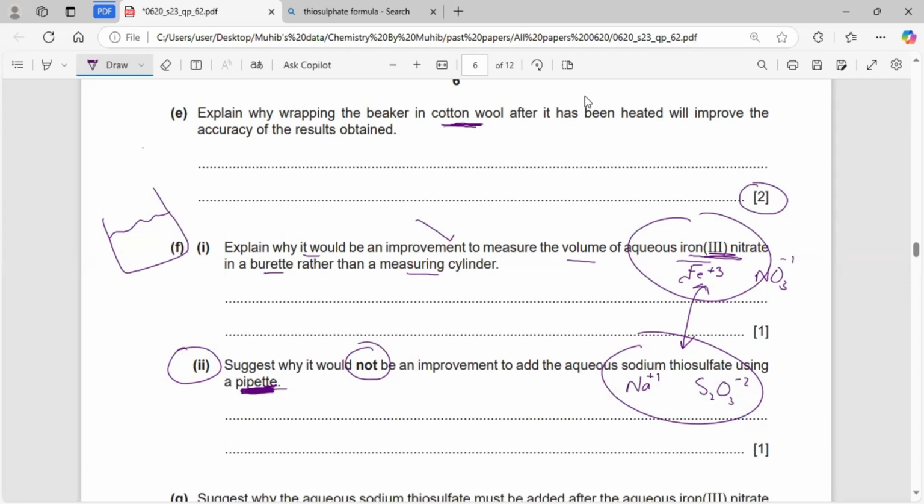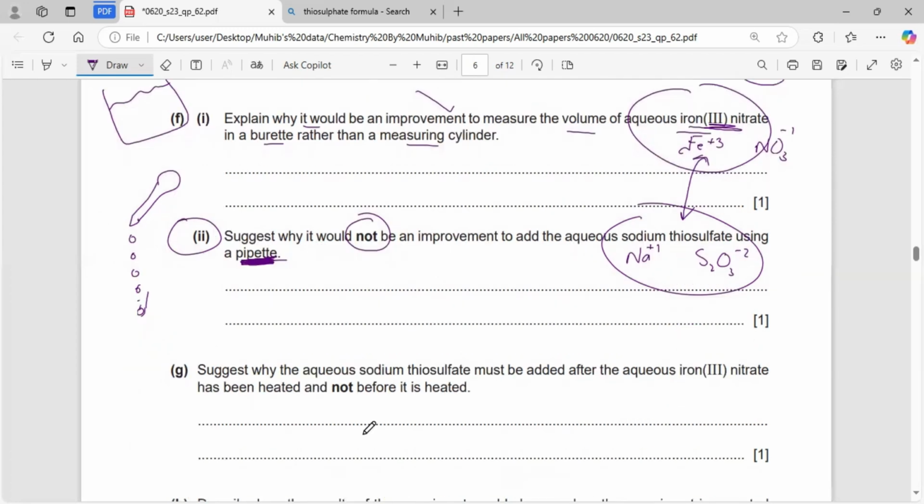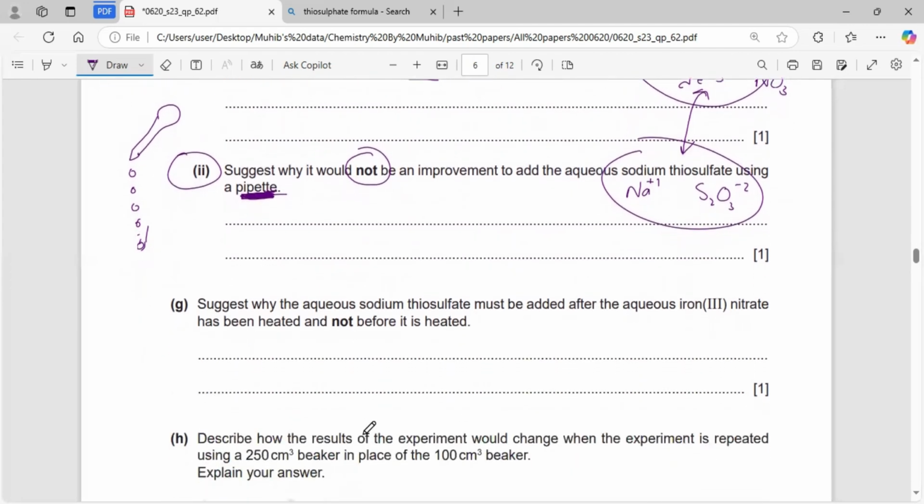If you are going to use a pipette, this is for example the shape of a pipette, and you add dropwise, then what will happen? The reaction will proceed very slowly, and we will be unable to measure accurate readings. So in order to measure accurate readings, you will have to add the sodium thiosulfate suddenly, because it is very slow to add through a pipette, and the reaction will start slowly.